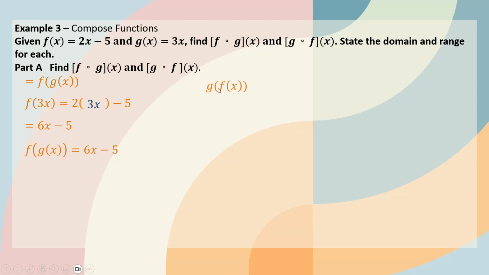And then the other way around, g of f of x, so I'm going to go to my g function, and in place of x, I'm going to put parentheses. So it was equaling 3x, and then in place of x, I put 2x minus 5. So I put the f function. Then we're going to distribute the 3, so we get 6x minus 15.